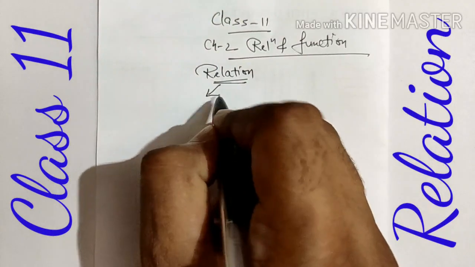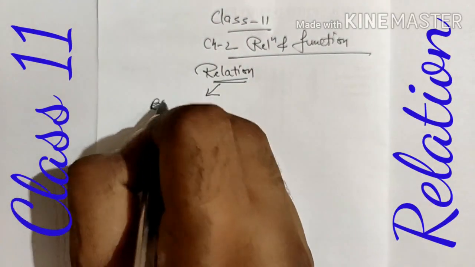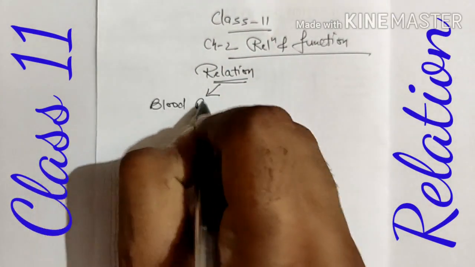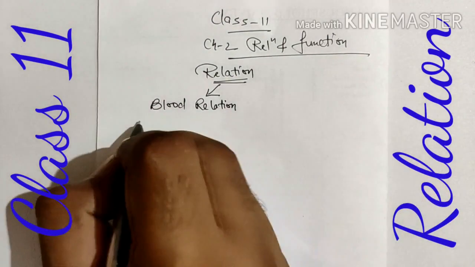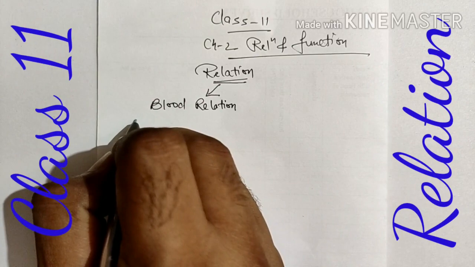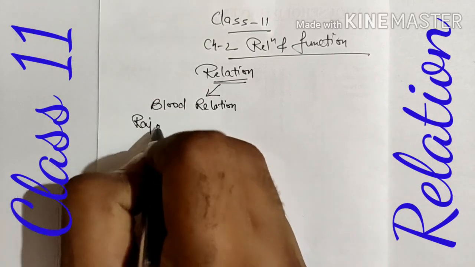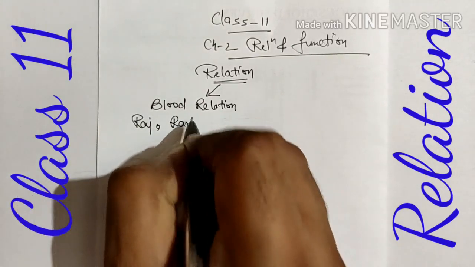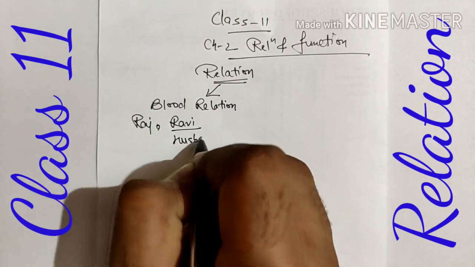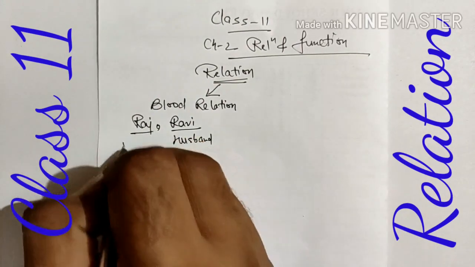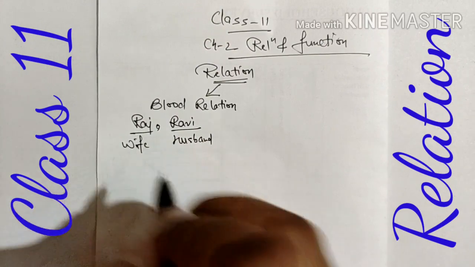In one way, we can say blood relation. We know it very well. Like in a family, two persons are there, Raj and Ravi. Ravi is the husband, Raj is the wife of Ravi.